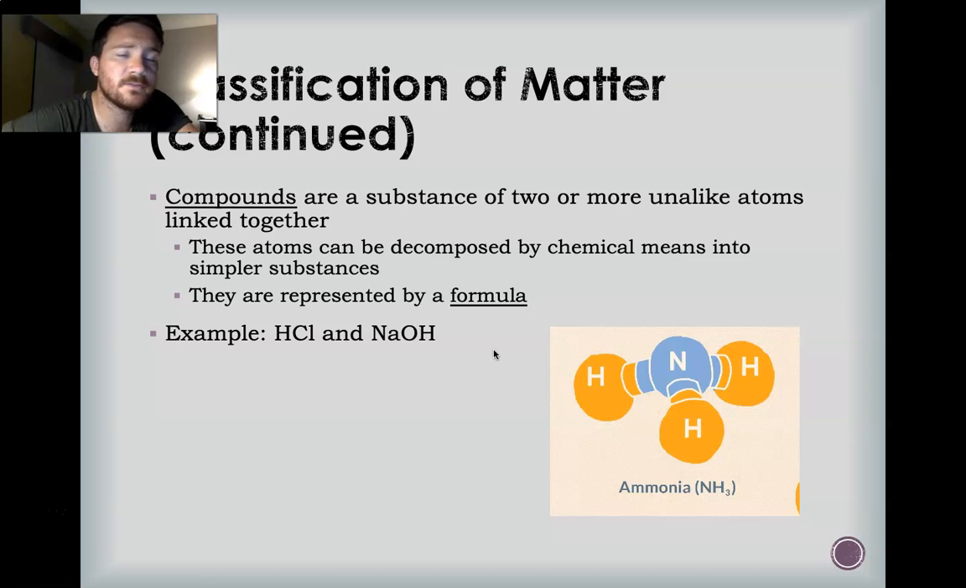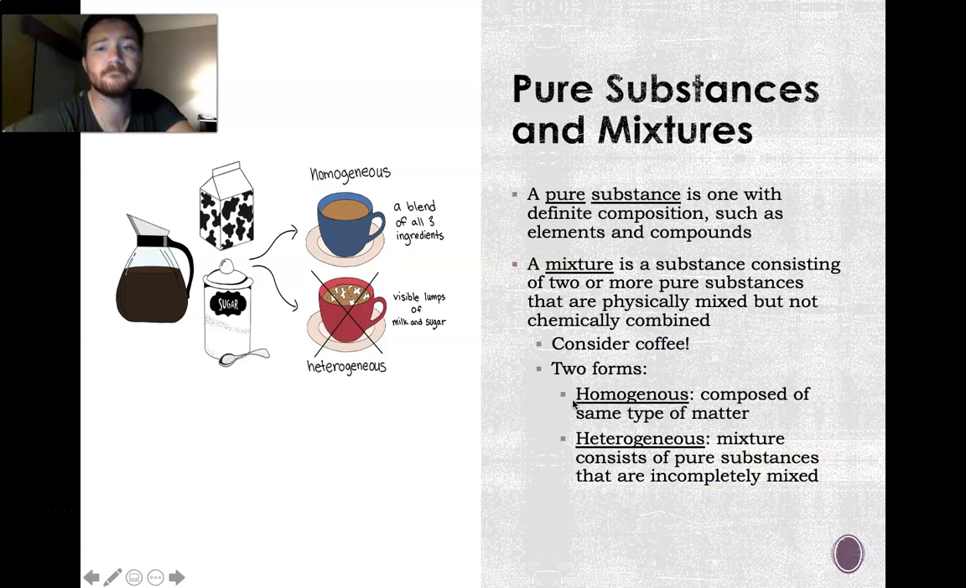H2O has a hydrogen and oxygen. Those are unlike. These are represented by a formula. Here's another one. That is hydrochloric acid, HCl, a hydrogen and a chlorine, or sodium hydroxide, an Na and an OH fused together. And they look like that. Ammonia, NH3, one nitrogen and three hydrogens formed together in a formula.